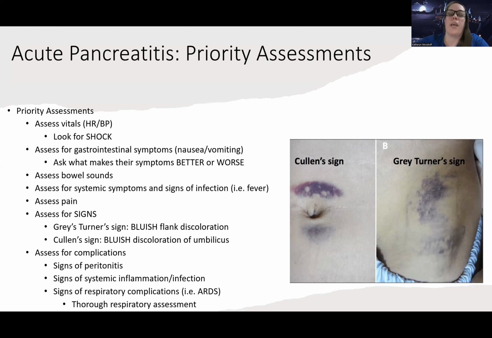And then the other complication they're at risk for, and I'll talk more about this on the next slide, but we want to assess their respiratory status and do a really thorough respiratory assessment because they're really high risk for what's known as ARDS, or acute respiratory distress syndrome.